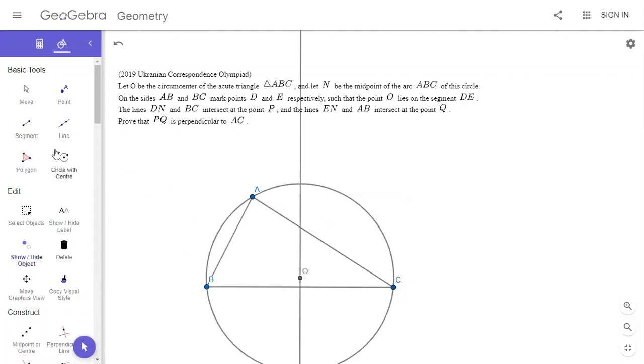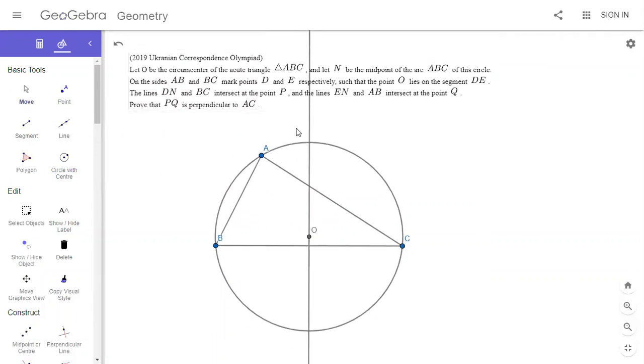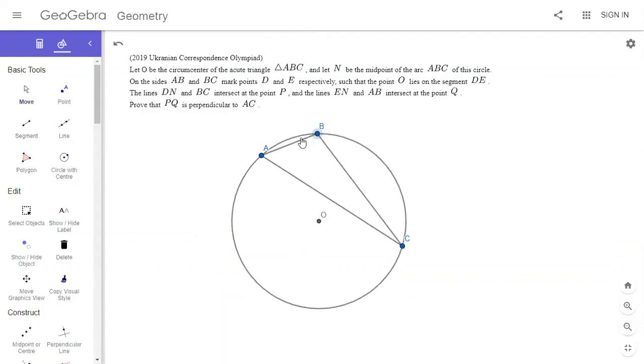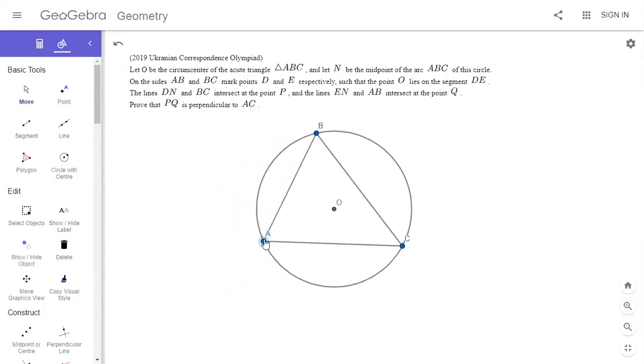So, yeah, that's weird. Yeah, I wonder, did they mean that? Midpoint of arc ABC. Yeah, okay, we want B at the top. Yeah, we want it like that. Okay.